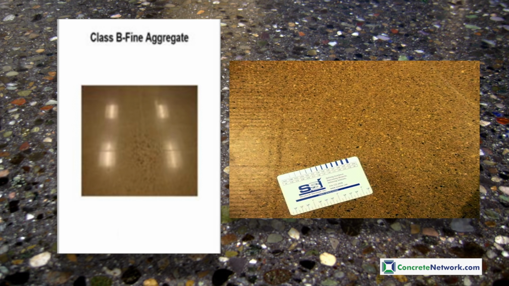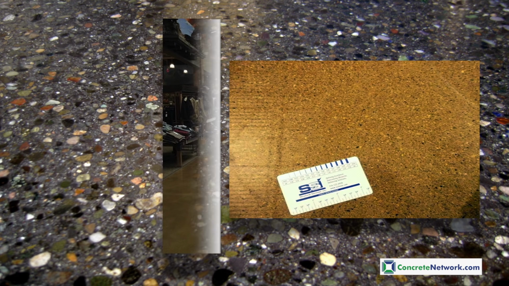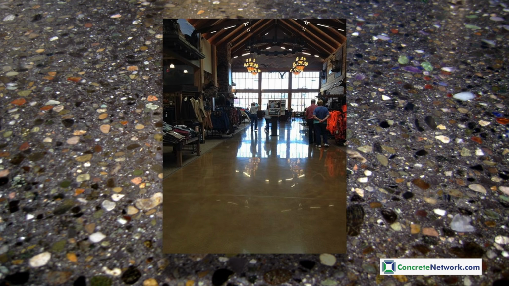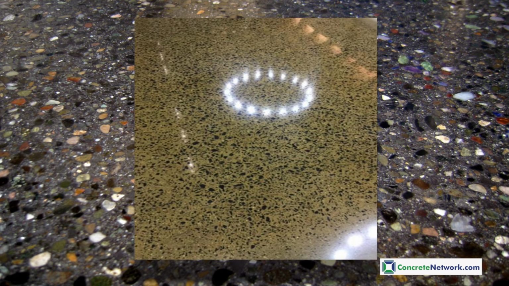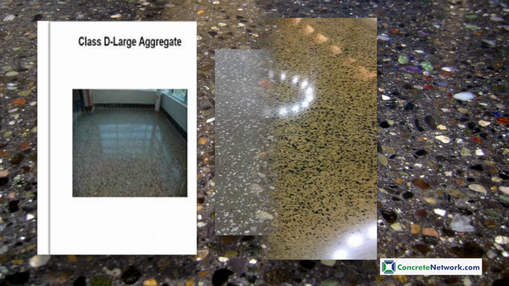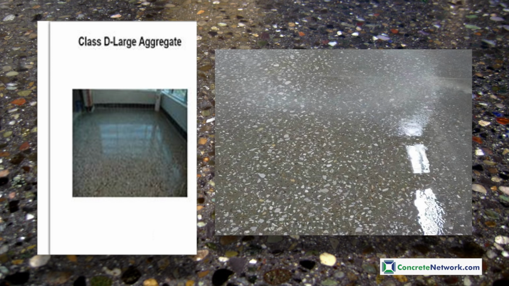Class B finish is where a salt and pepper appearance is obtained by exposing the fine sands with no coarse aggregate exposure. For example, this high-end retail floor is a Class B level 4. The Class C finish starts to expose intermediate and coarse aggregate up to roughly 1/8 of an inch in diameter. Here is an example of where you can start to see larger aggregate being exposed. The Class D is what is considered an exposed aggregate finish with 1/4 inch or larger aggregates being exposed.